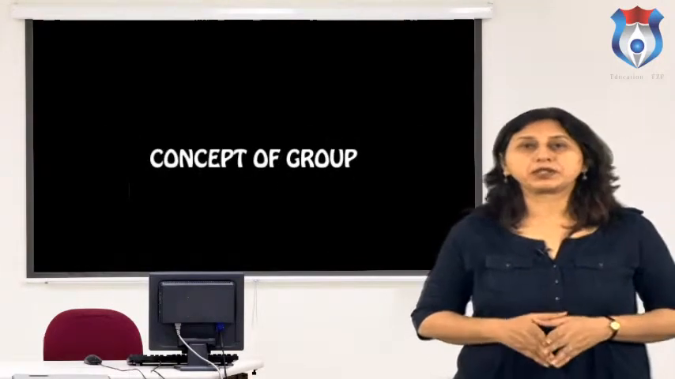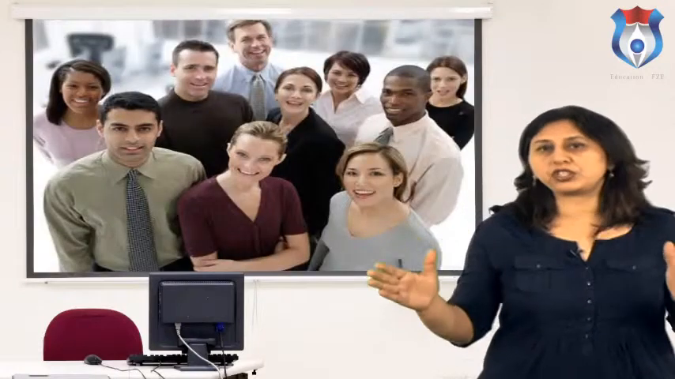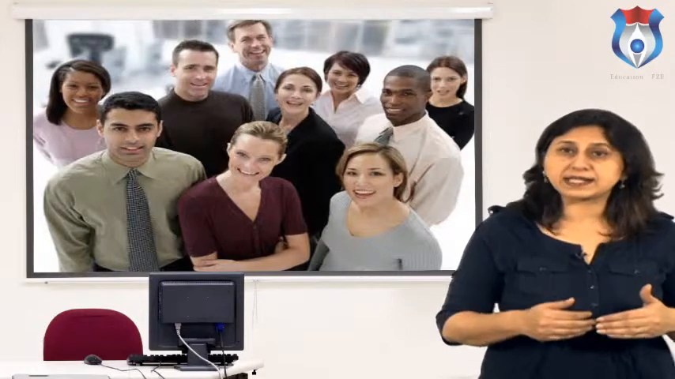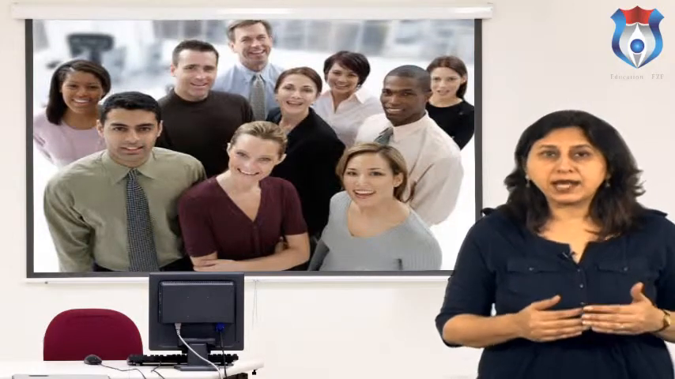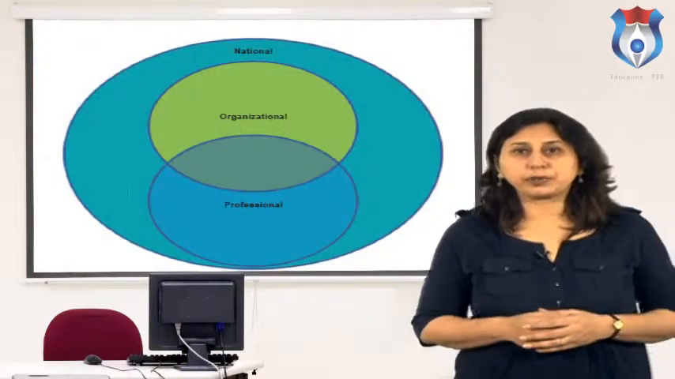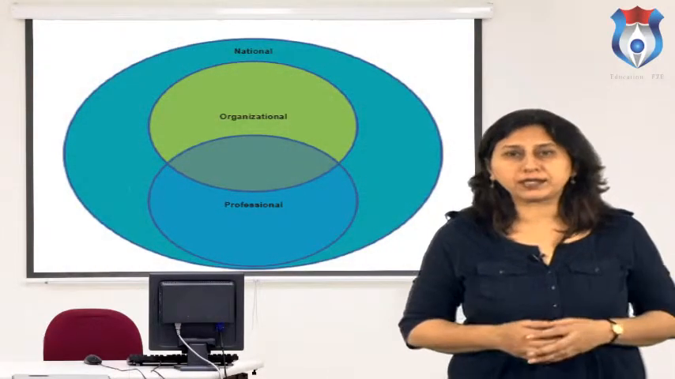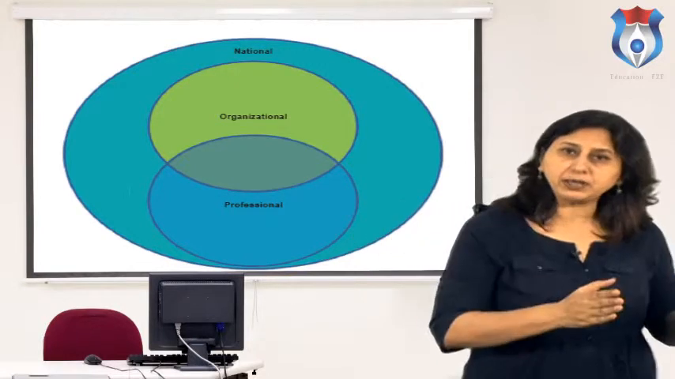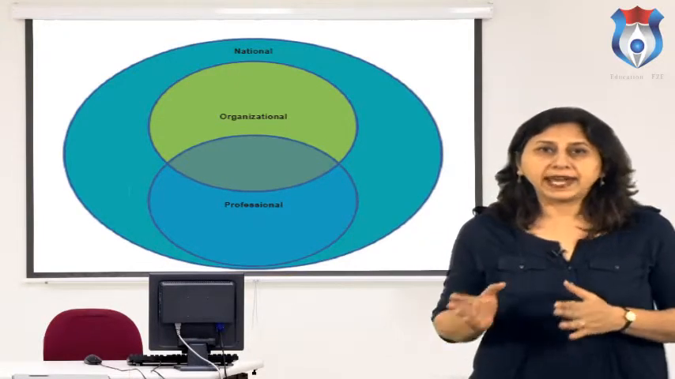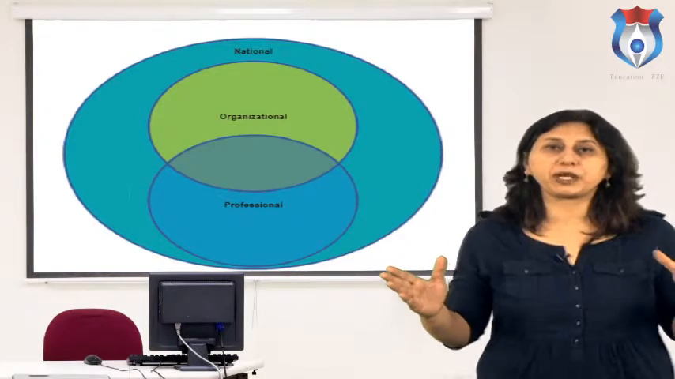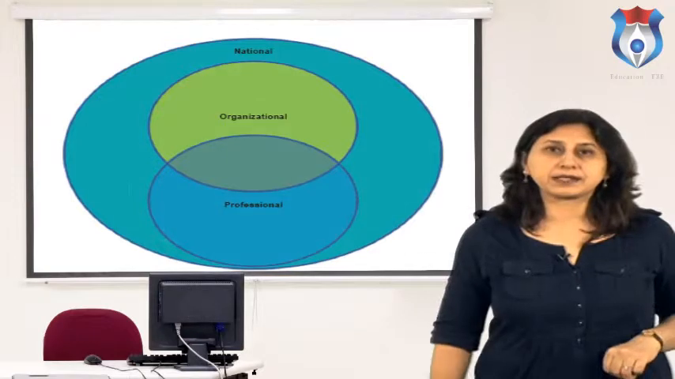Concept of group. A group is a collection of people who interact with one another, accept rights and obligations as members, and who share a common identity. Types of group, reasons for forming groups. Basically, there are two types of groups, which are formal and informal. Edgar H. Schein has classified various causes of group formation into three categories.